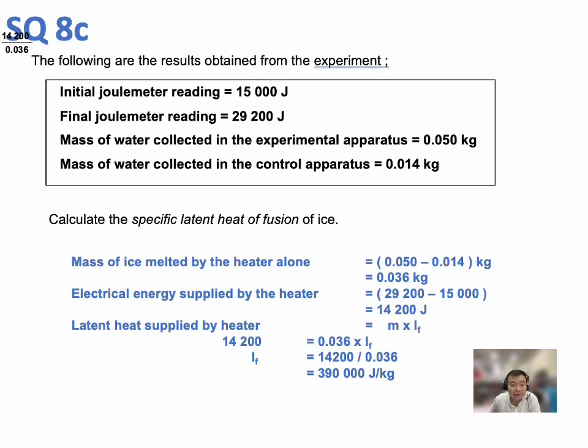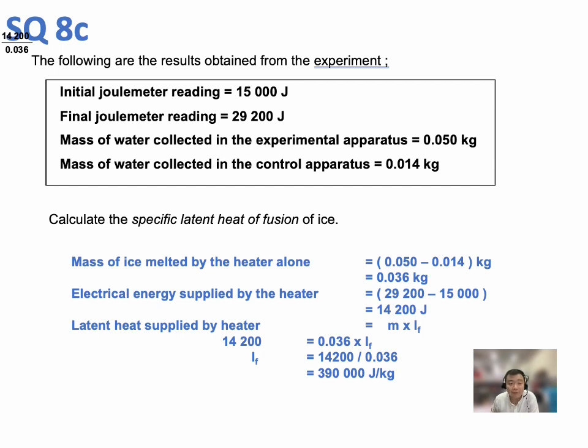In this part, you are to calculate the specific latent heat of fusion of the ice. So first step, do a simple subtraction to figure out the amount of ice that melts purely because of the heater alone, and not because of the environmental heat that it has absorbed from the surroundings. So the simple subtraction should get you 0.036 kilogram.